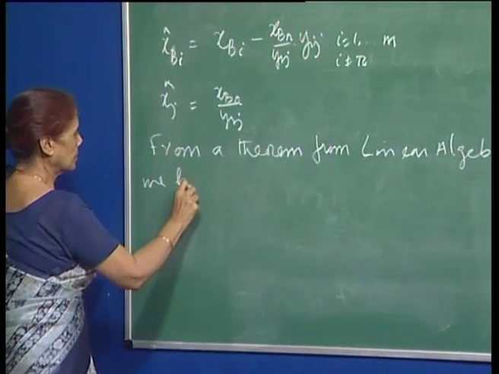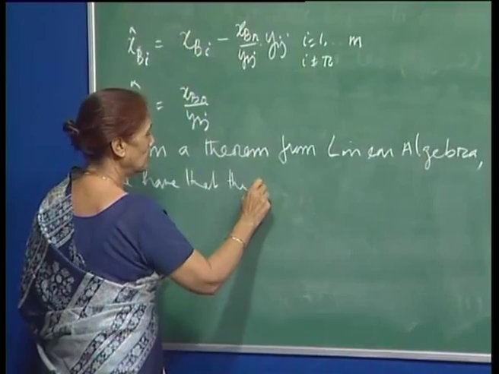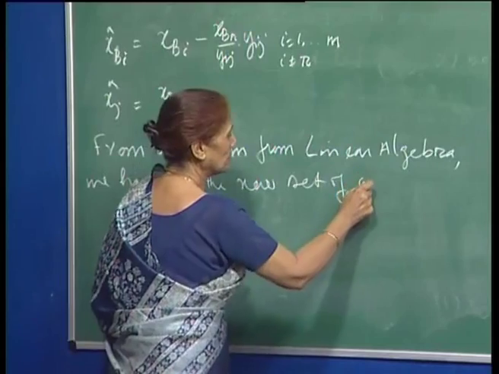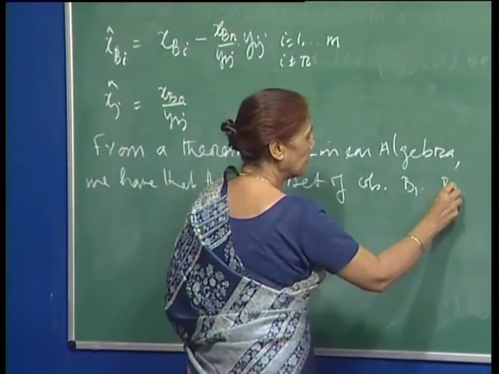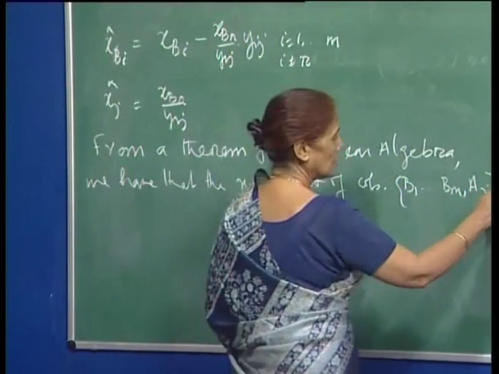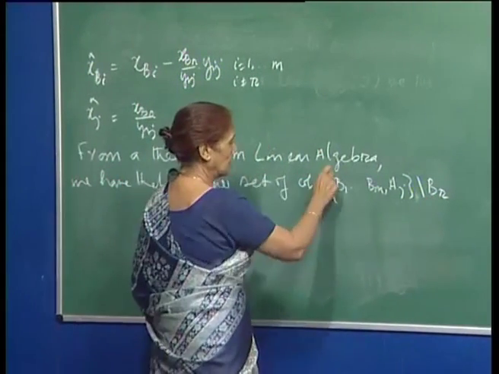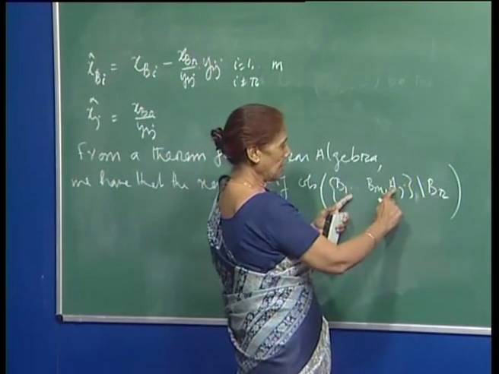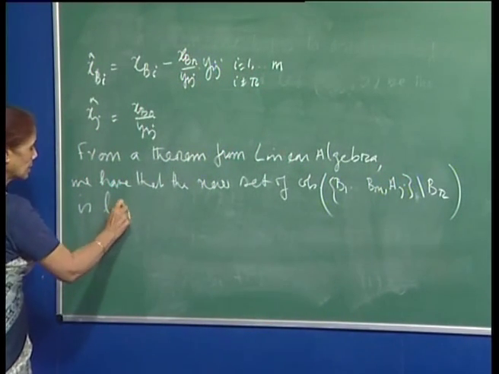We have that the new set of columns, and this new set is actually B1 to Bm and Aj, and then minus Br, right. So this is a new set. The columns B1 to Bm, but Br is missing, and then Aj. Set of columns is also linearly independent.